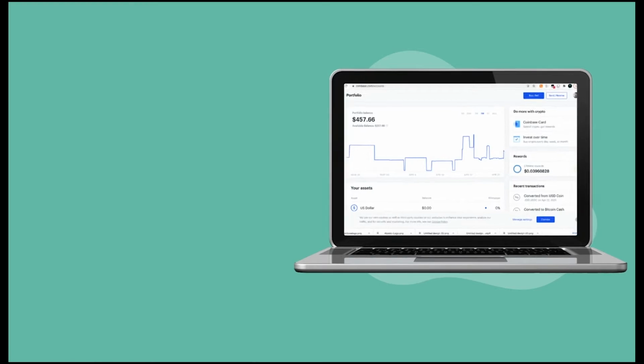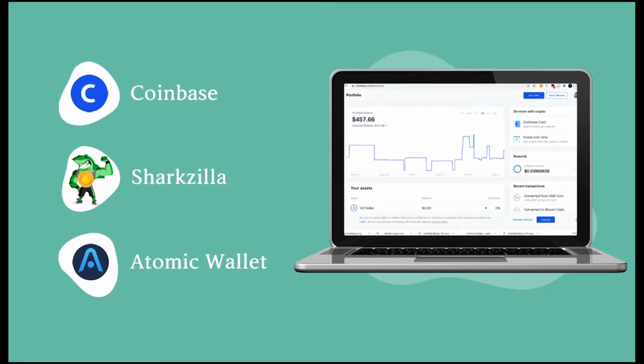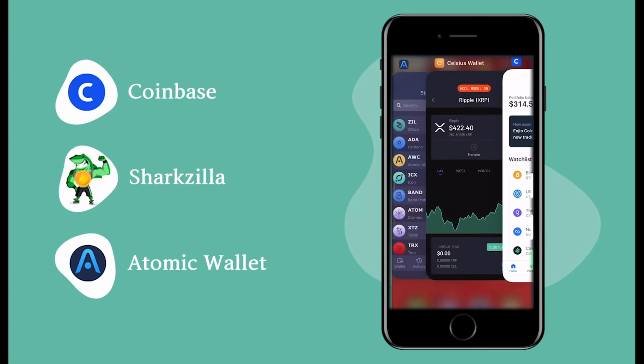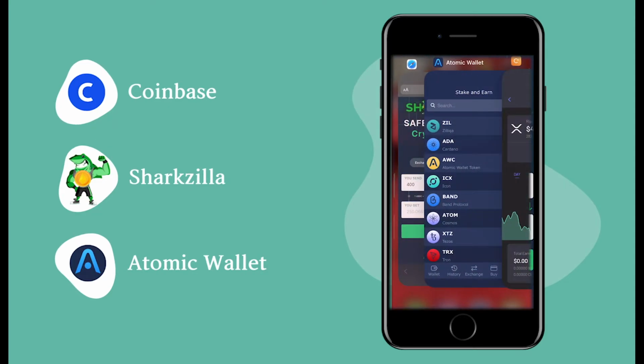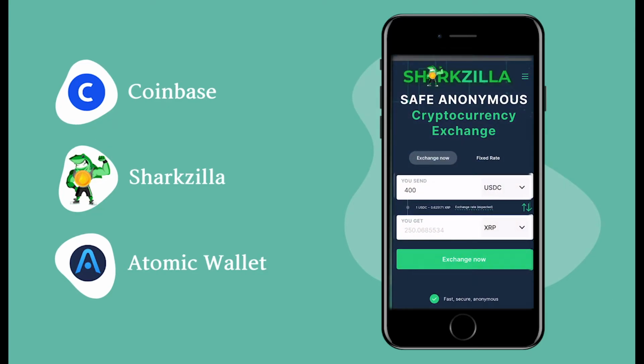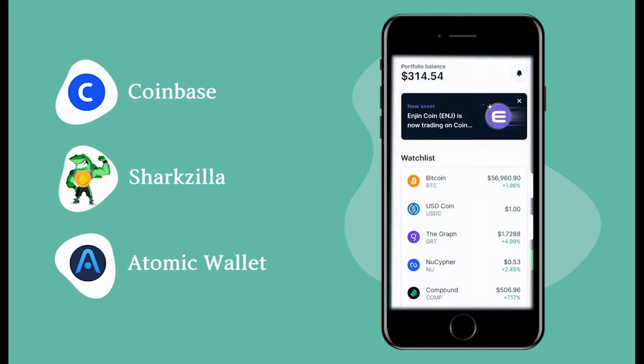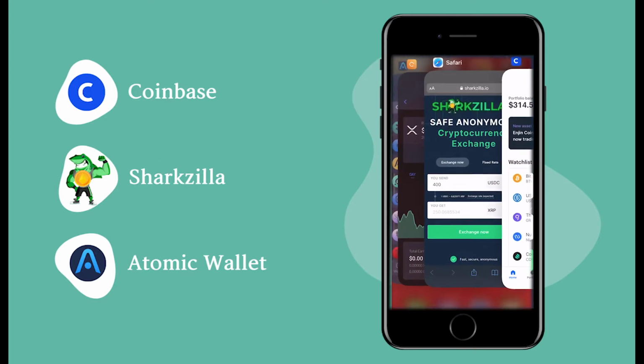In this tutorial, I'm going to be using my computer and swapping back and forth between Coinbase, Sharkzilla, and my Atomic wallet. But you can make the exchange just as easy on your mobile device, just as long as your Coinbase, wallet app, and web browser are on the same device. When you're ready to make the exchange, the process will be easier if you have all your apps up and ready to go, which I have already done here.